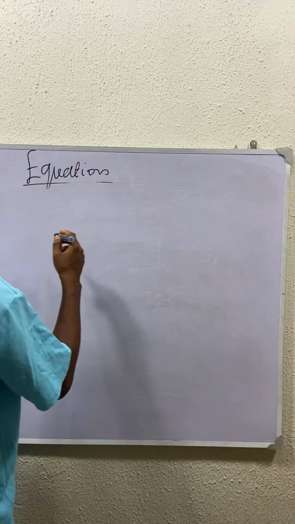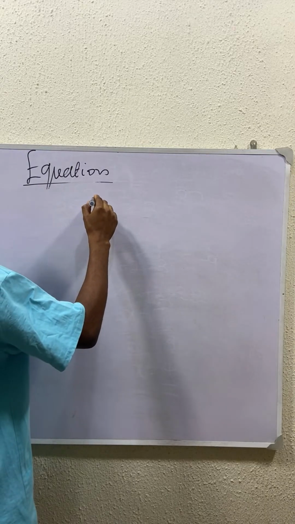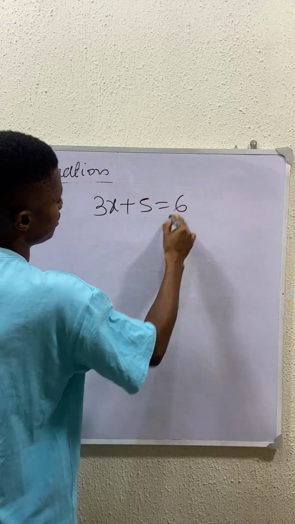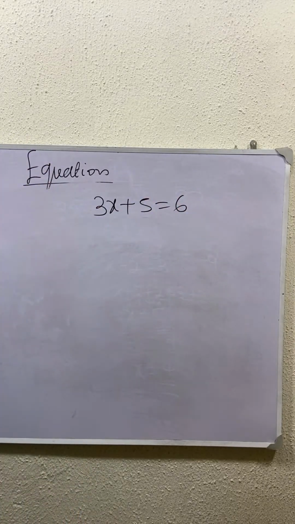Let's look at when the variables are on both sides. So first, let's try this: 3x plus 5 is equals to 6. What's the exact value of x that can satisfy it?